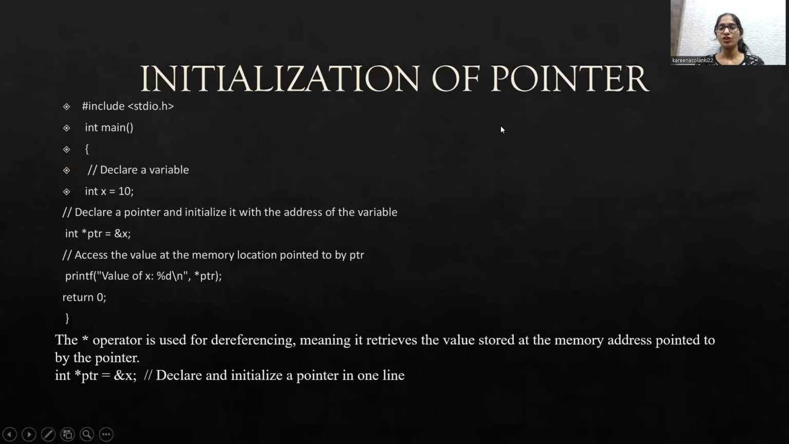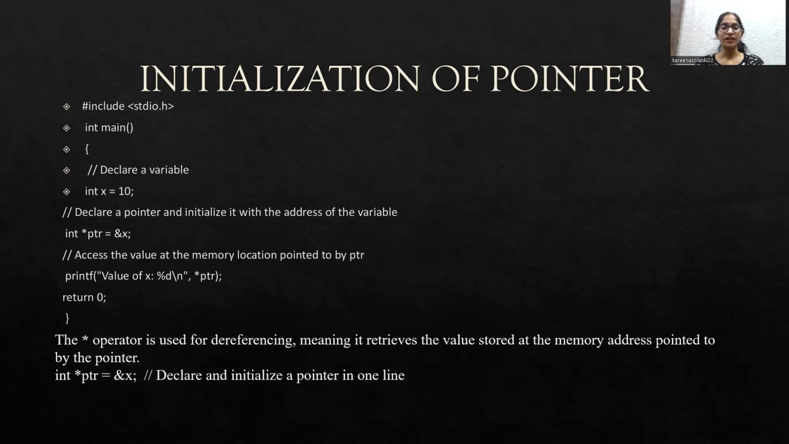Next is the initialization of a pointer. Here #include <stdio.h> is a library header, and in the main function we are going to declare a variable, int x equals 10. Then declare a pointer and initialize it with the address of the variable, that is int *ptr equals &x, which holds the address of the variable.